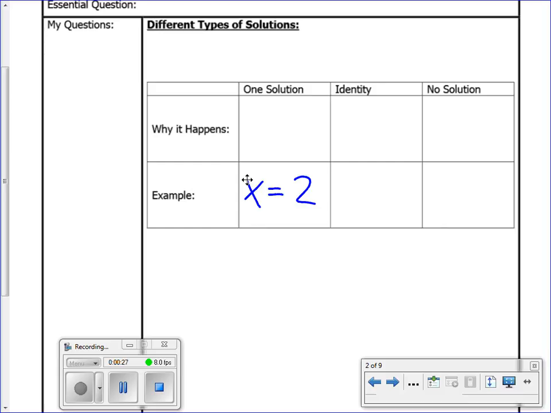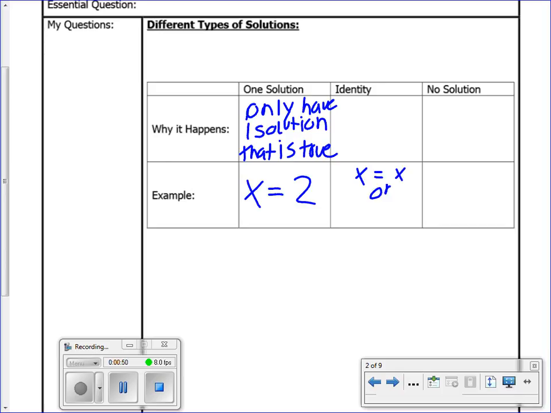So why this happens is we only have one solution that is true. For your identity, your example would be something like if you got x equals x or 2 equals 2. You might see identity labeled as infinite solutions as well.